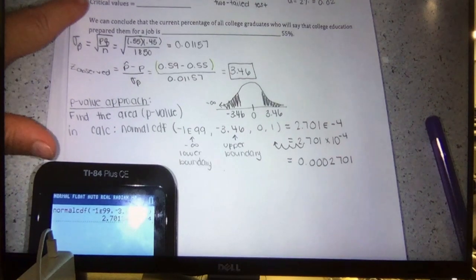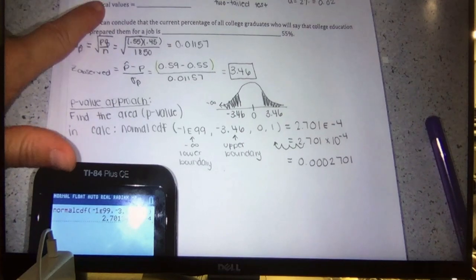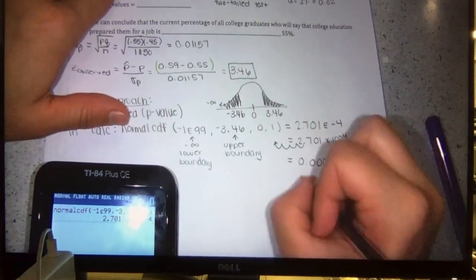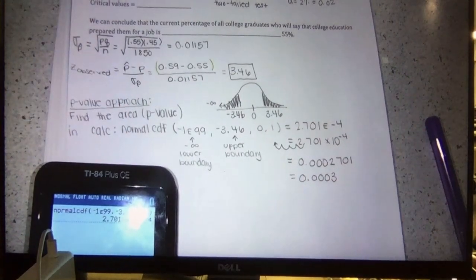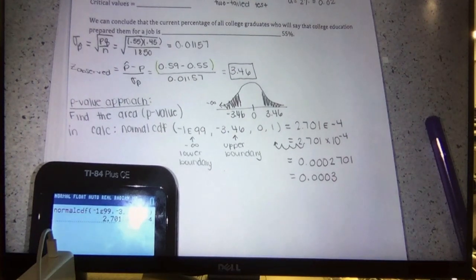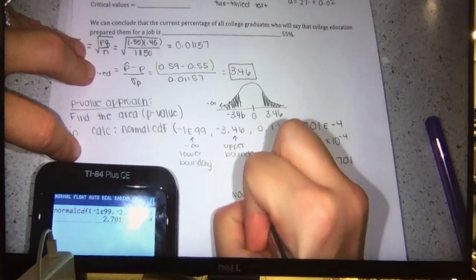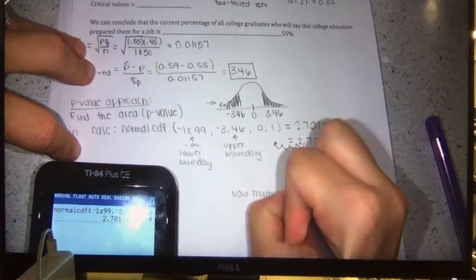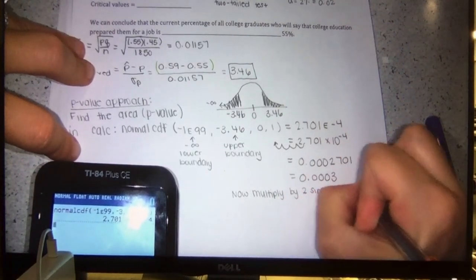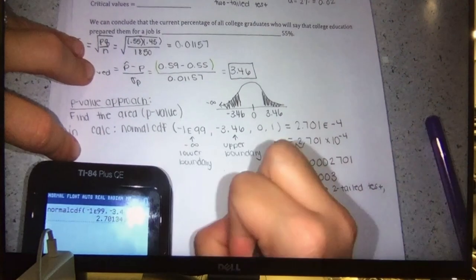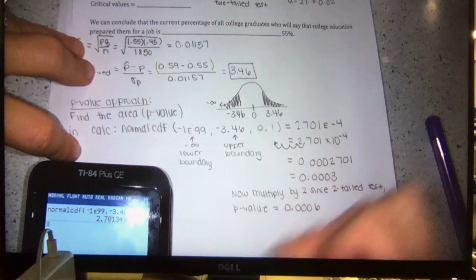It says round the p-value to 4 decimal places. So 1, 2, 3, and then 27 will round up to 3. Remember, we have 2 areas, so that means we need to multiply by 2, since it's a two-tailed test. So our p-value is going to be 0.0006.